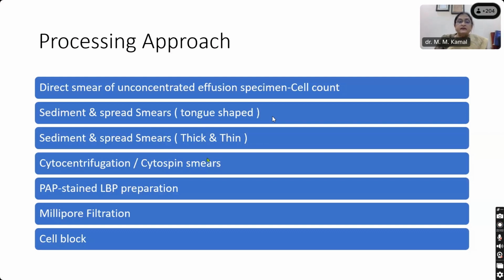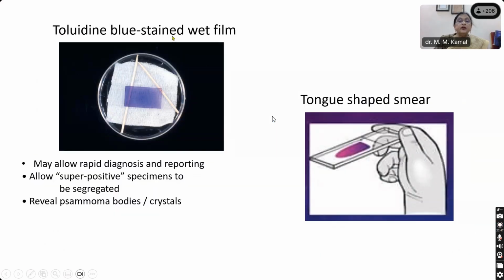Okay, so I'll show you these in the forthcoming slides. Then you have the cytocentrifugation or the cytospin smears. I think this is done in most of the institutes. And then you have the liquid-based preparations, you have the millipore filtration, and then you have the cell block. So the decreasing amount of area that you can see in each of these procedures is directly or indirectly correlating with the area of the cell spread that you are getting. So the cell concentration techniques are becoming, the area of the cells is becoming smaller and smaller with these different types of methods. Now, this is what we were talking about, the toluidine blue stained wet film.